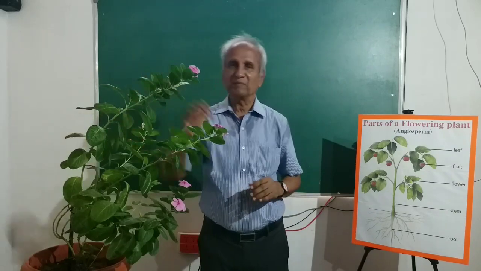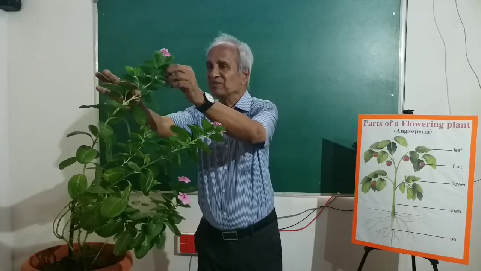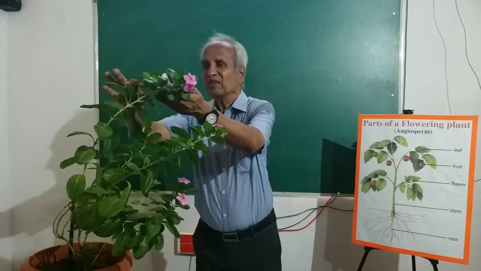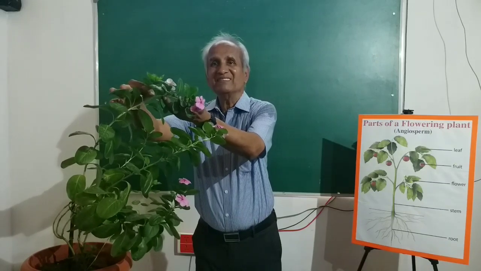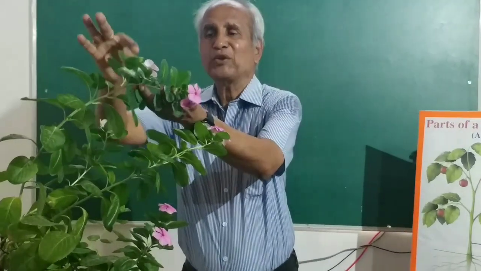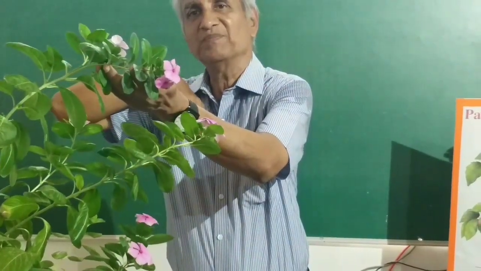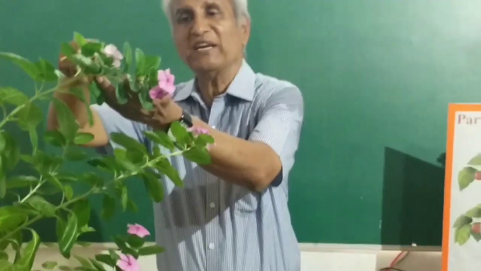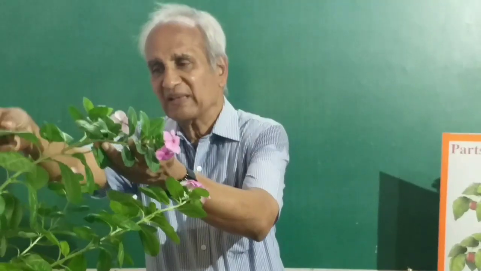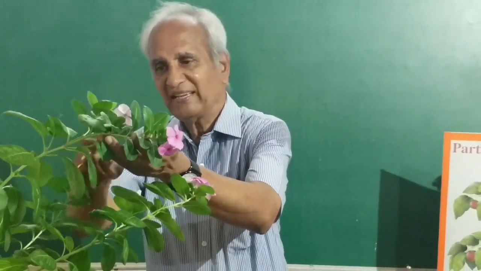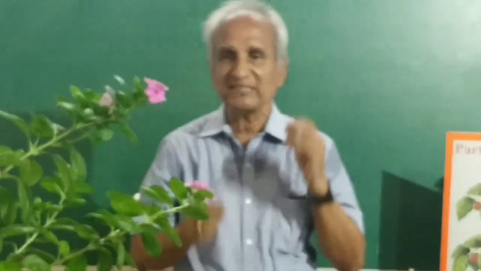Okay, leaves are here. And here at the tip of this stem we have the apical bud. It grows taller with the help of the apical bud. It is at the apex, so we call it the apical bud. And leaves are here. And each point where there is a leaf, you call that point a node.